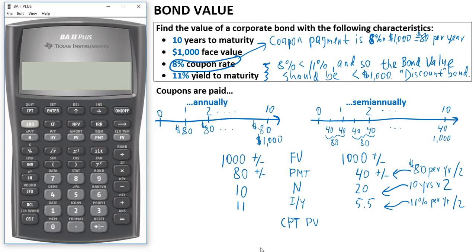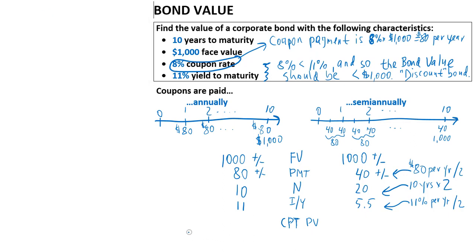And now let's calculate everything. Annual payments. We enter 1,000 negative FV. We also enter 80 negative PMT, 10 N, 11 IY, compute present value, $823.32. So the present value equals $823.32.